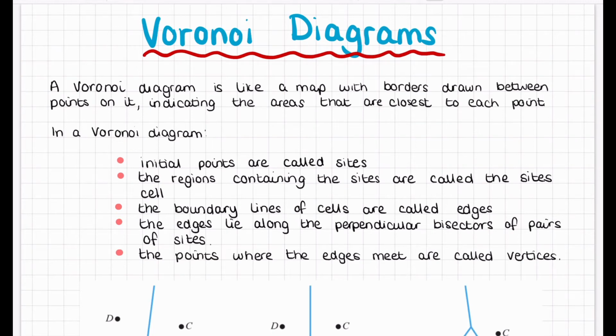This video is going to look at Voronoi diagrams. A Voronoi diagram is like a map with borders drawn between points in it, indicating the areas that are closest to each point. So in a Voronoi diagram, some terminology that you'll see.